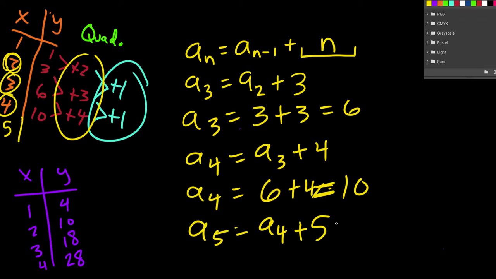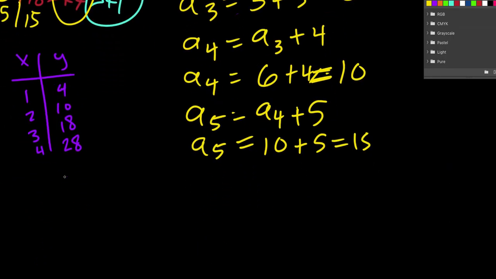So we just need to know the value of a4, which is 10. So a sub 5 is equal to 10 plus 5, and so that's 15. So we can add that to the table if we want to use that. Okay, now since this is a weird process, I want to do one more, and that's what this data is right here.